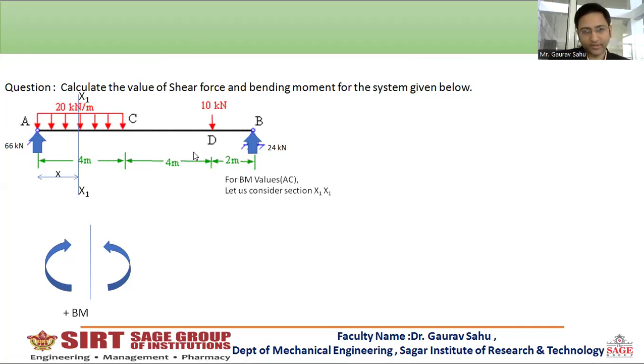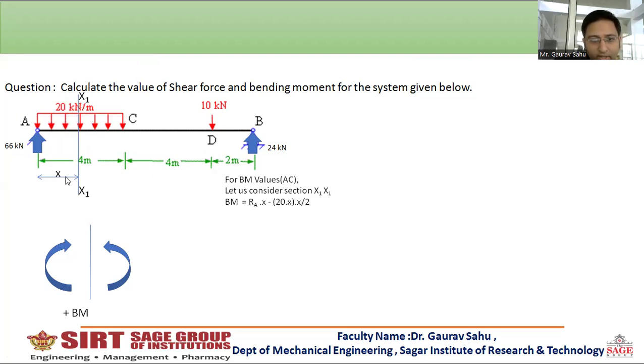BM value for the AC segment, at the x1-x1 section, is something important. Here we will take all the moments about the section x1-x1. RA is in the upward direction and the perpendicular distance is x. So according to this notation, RA times x will be positive. Now 20 kilonewton per meter is floated in the span of x.